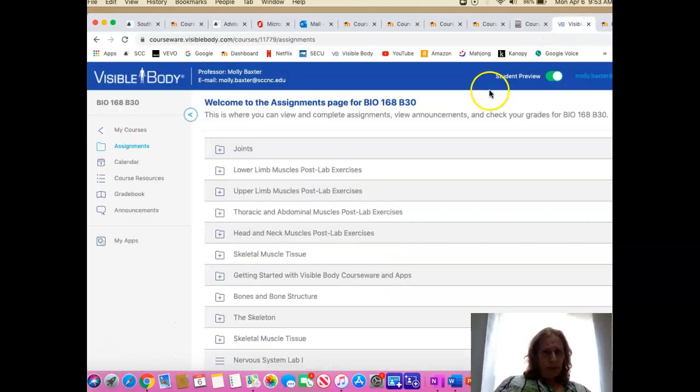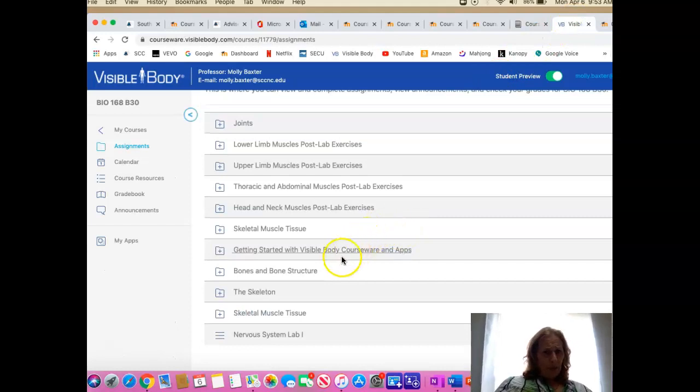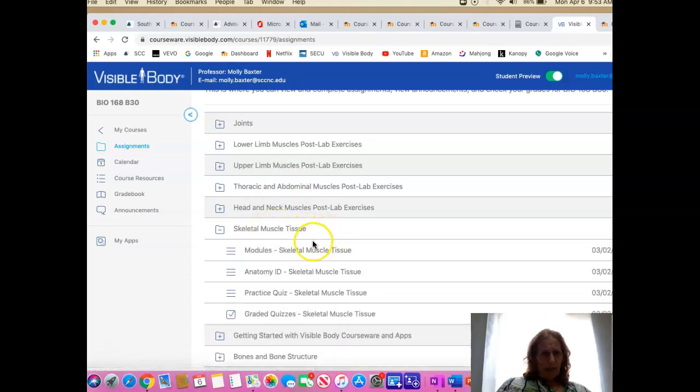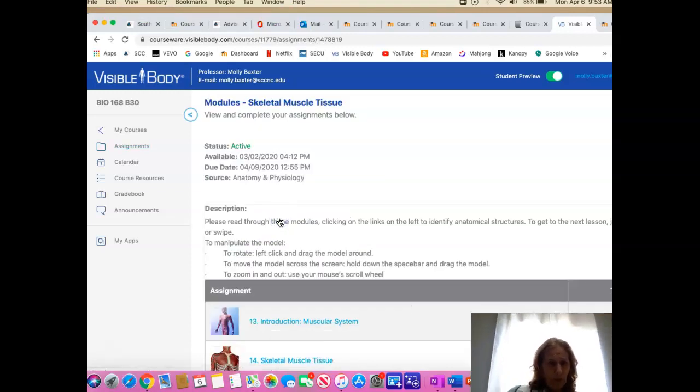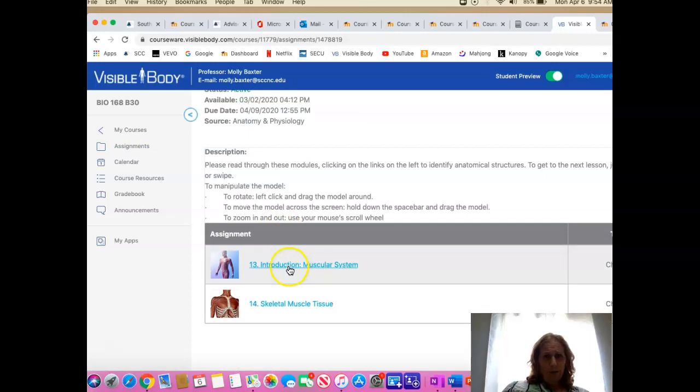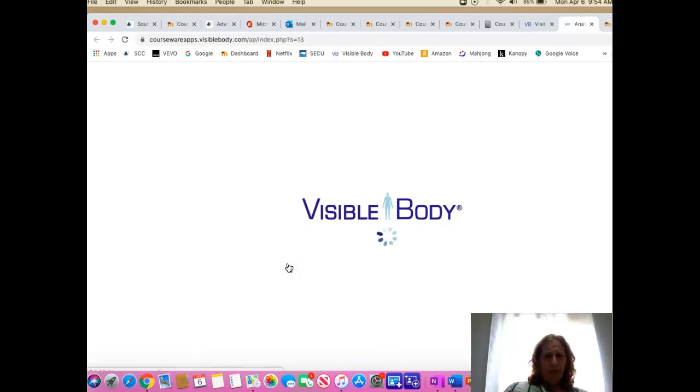Now here we go over to Visible Body. In Visible Body, you can see skeletal muscle tissues, and that is due the 9th. Okay, so we're going to go into that, look at that a little bit. When it has a 13 here without any numbers past the decimal, it means the whole chapter. And this means it will really help you with the muscle chapter to go through this chapter on Visible Body. So, let's wait a second for that to open up.